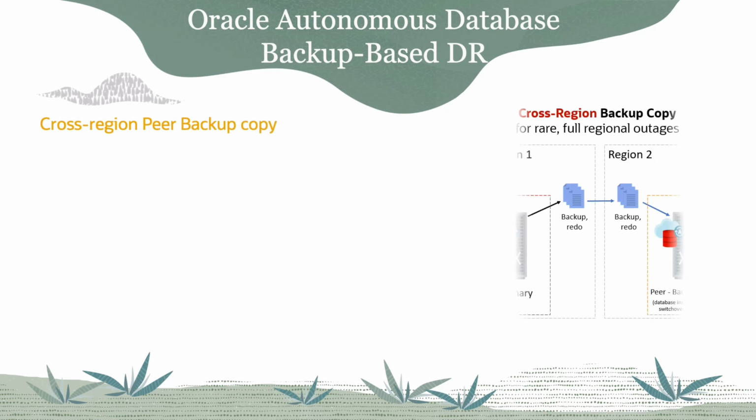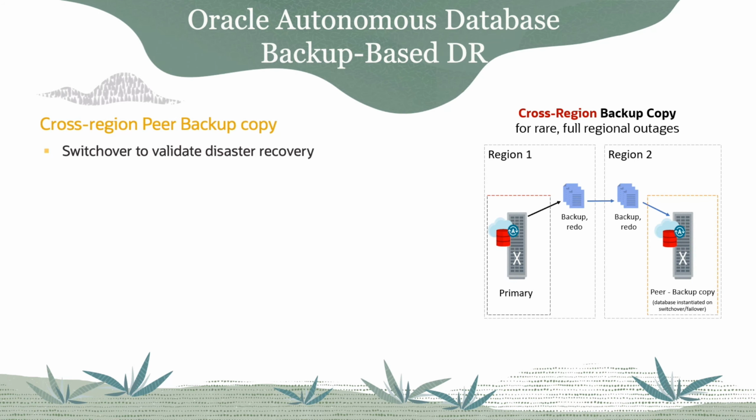Cross-region peer backup copy. Like the local peer backup copy, you must also validate your cross-region peer backup copy by performing a switchover. Unlike the local peer, there is no cross-region peer backup copy by default. In case of cross-region peer backup copy, your autonomous database backups are automatically copied into the remote region, which is a paired region of the OCI region that you had chosen for deployment of your primary autonomous database.